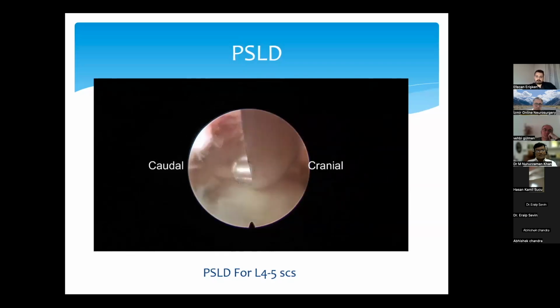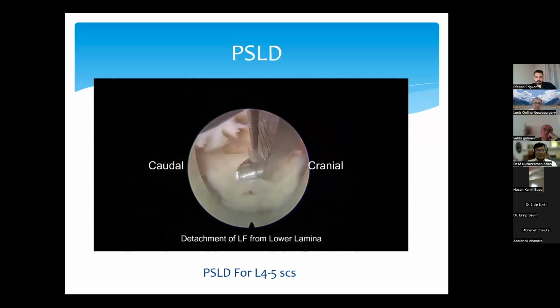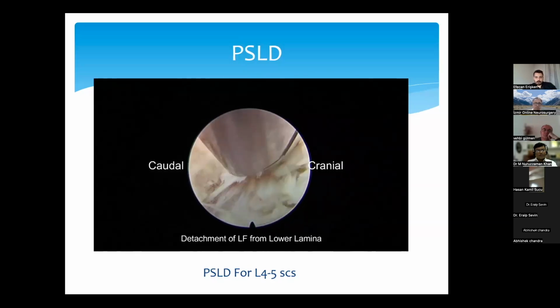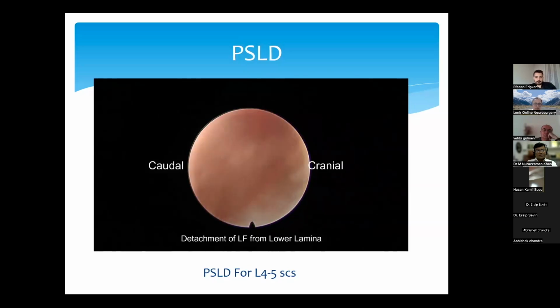And this is the area of the root exiting zone on the contralateral side. Then the lower lamina is detached. The ligamentum flavum is detached from the lower lamina.